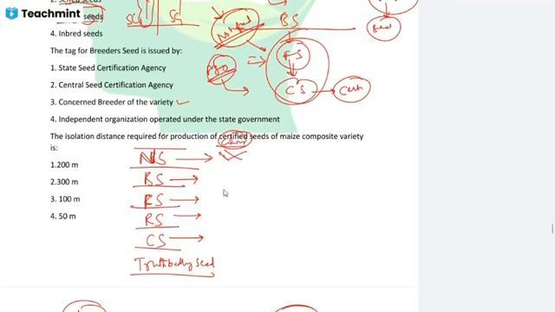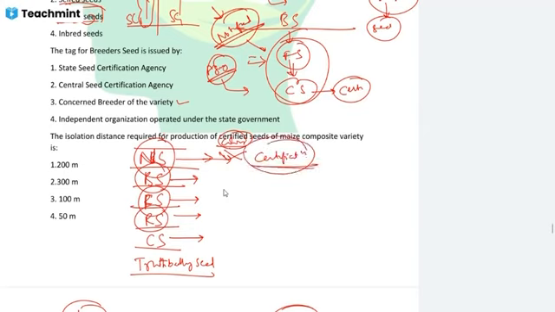Sir, because it is not available to farmers. Okay. Yes, it is not available for farmers. Even the breeder seed is not available for farmers. The farmers will get only foundation seed or certified seed. That is good, right? But why doesn't it have any tag? Because it doesn't come under the certification program.